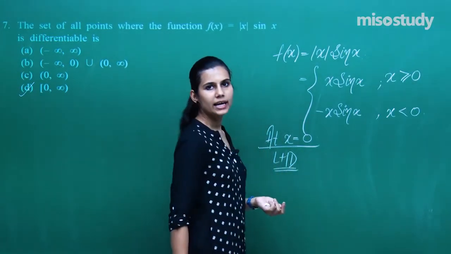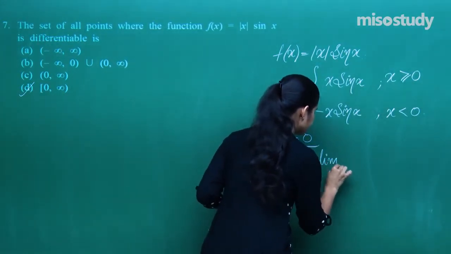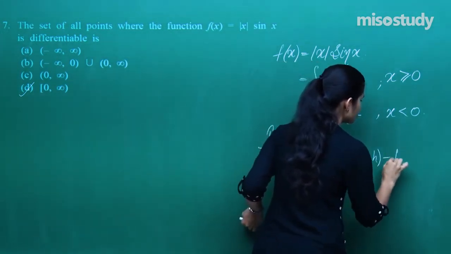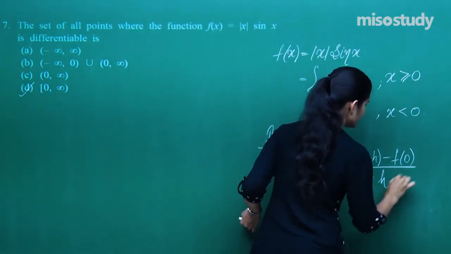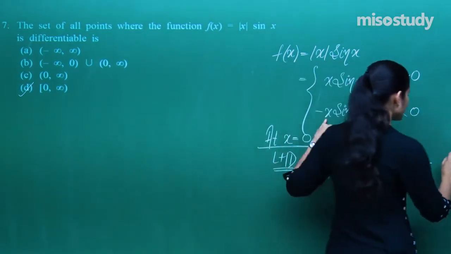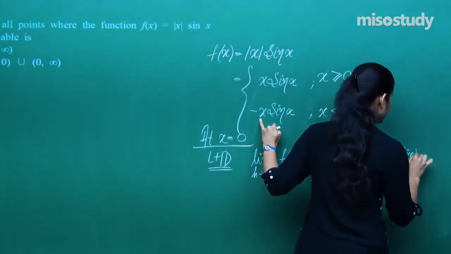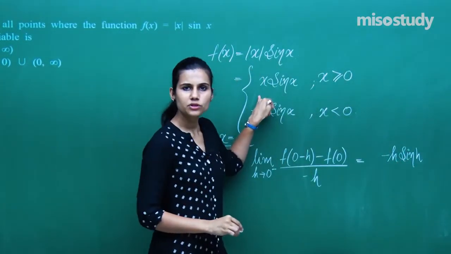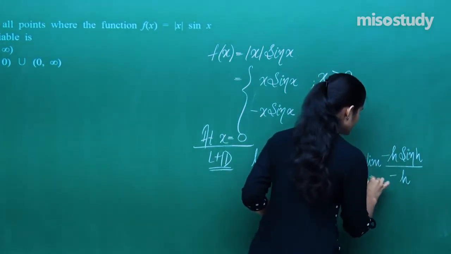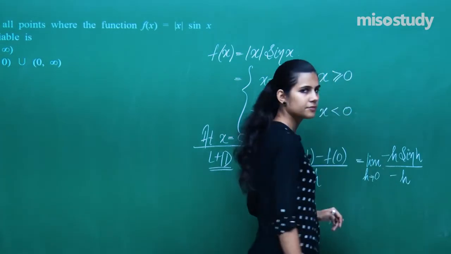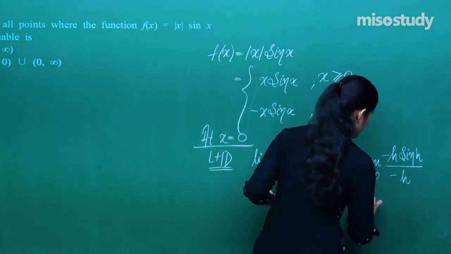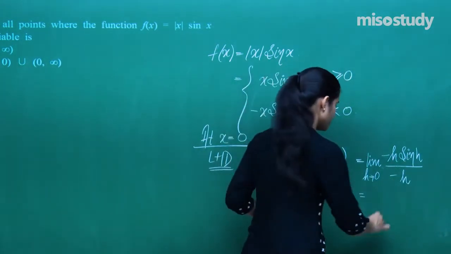Left hand derivative of f at 0 is limit h tends to 0 from the negative side, f of 0 minus h minus f of 0 whole upon minus h. Now f of 0 minus h is before 0, so it is minus h sine h. F of 0 is 0 into 0, which is 0, whole upon minus h, limit h tends to 0. Now over here, basically this becomes limit h tends to 0 sine h, which is 0.